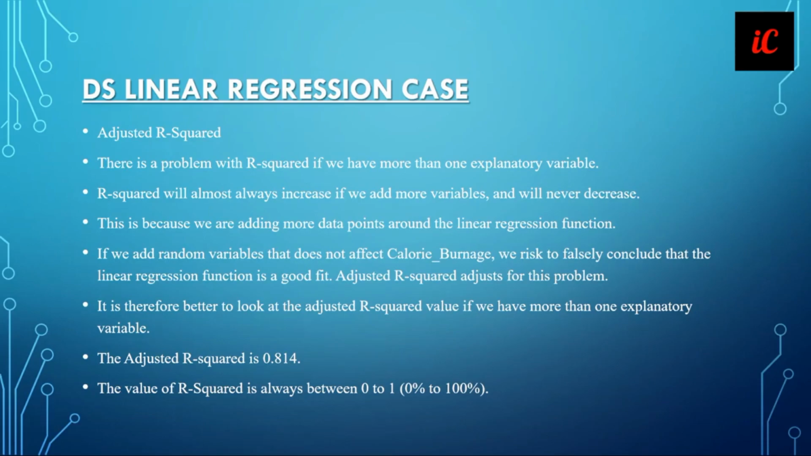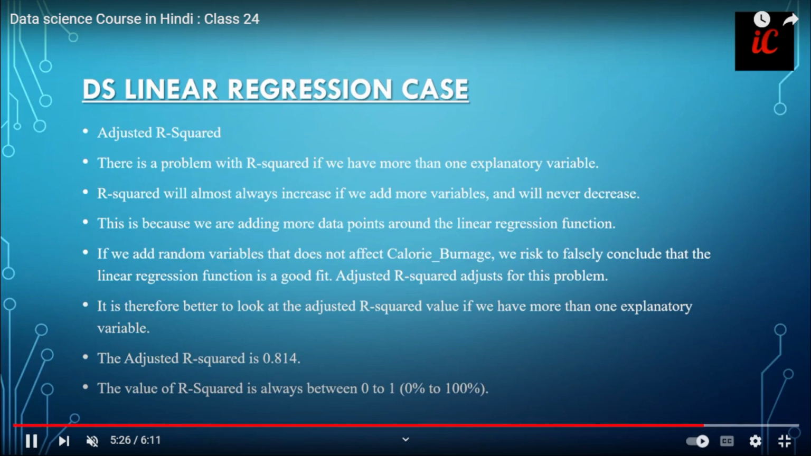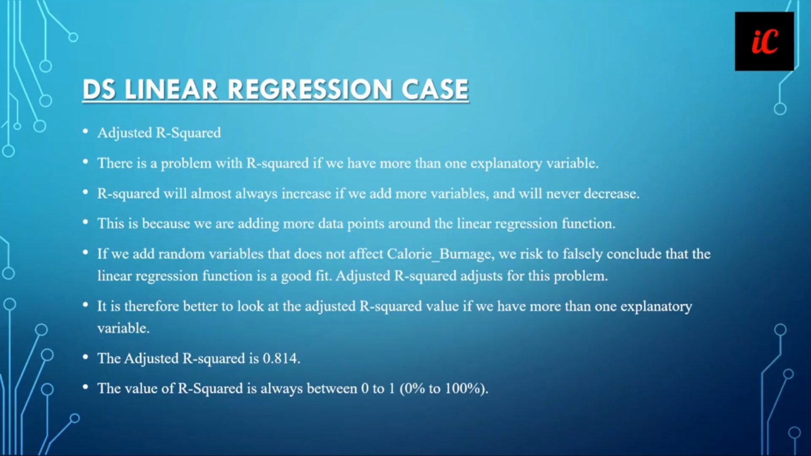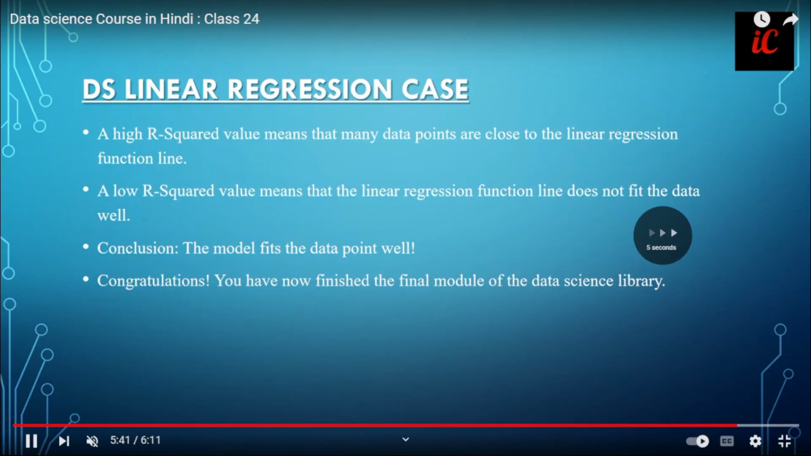I hope you understood this much. The last few important points: the adjusted R square is 0.814. This is the standard variable that is mentioned. The value of R square is always between 0 and 1, that means 0% to 100%. So these are the different details that are available. You can work on it. I hope you understood this much.